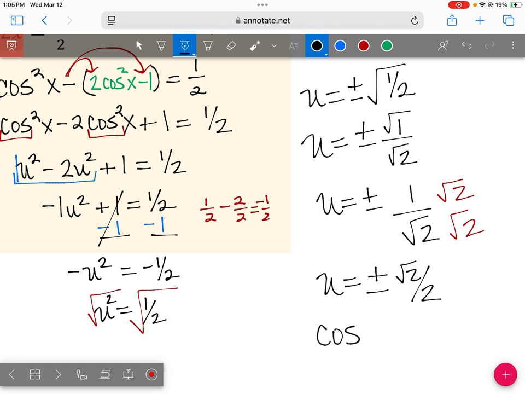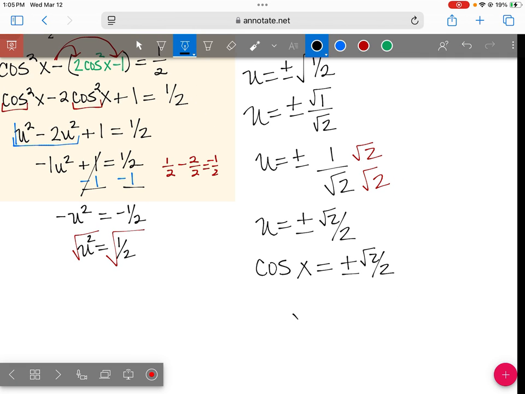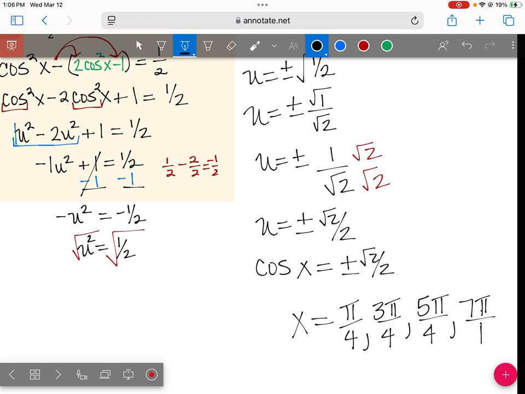So now you're ready to tell me, where is cosine equal to a positive root 2 over 2 or a negative root 2 over 2? So there's 4 answers that I'm looking for. So looking at your unit circle in each quadrant, what would you get? So you should have pi over 4, 3 pi over 4, 5 pi over 4, and 7 pi over 4. And that would be your answers.